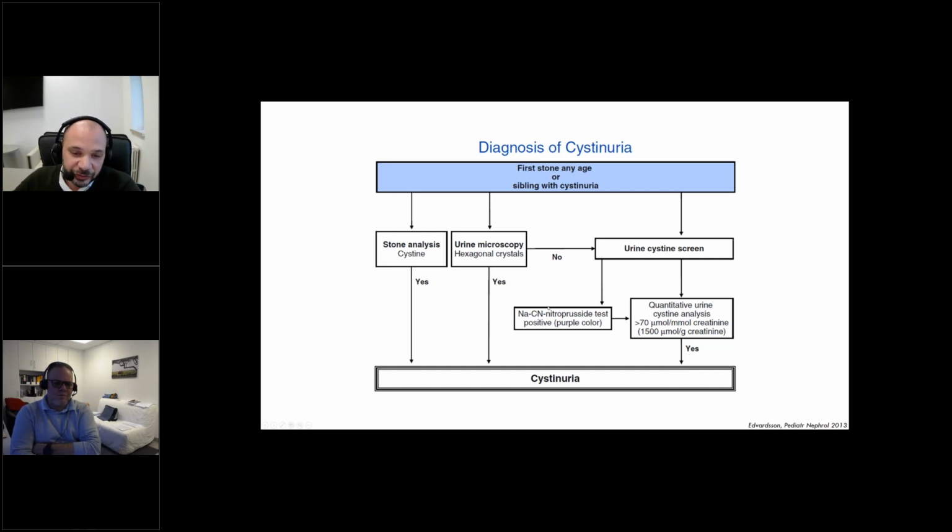However, this has been abandoned for a number of reasons, especially because we still need a quantitative determination of urine cystine, both to confirm the diagnosis and to correctly manage the patient, as I show you. So I would recommend skipping this option and going to the quantitative urine cystine analysis directly.